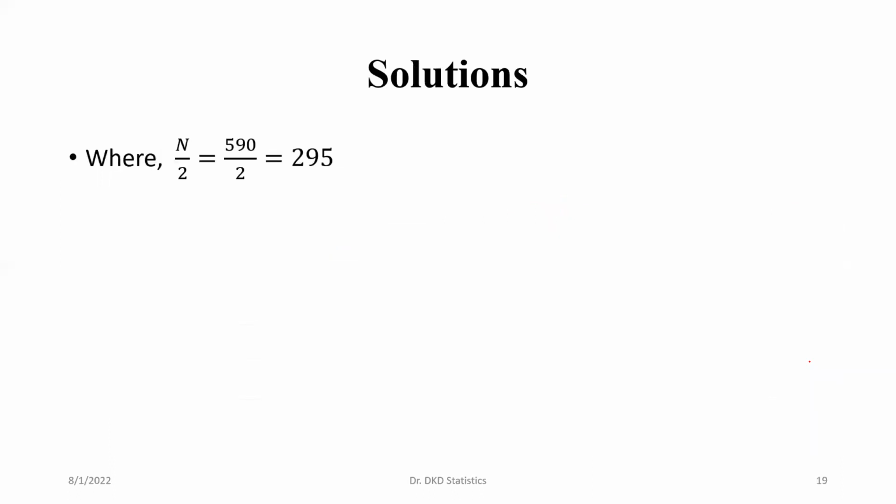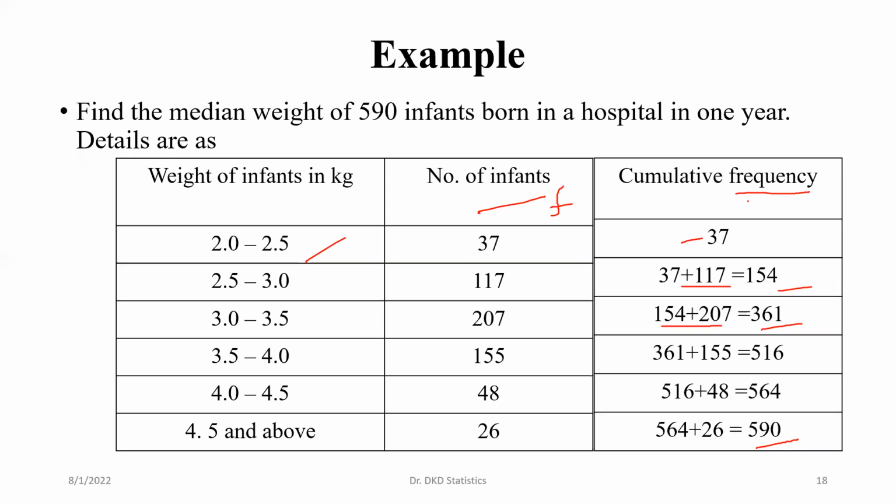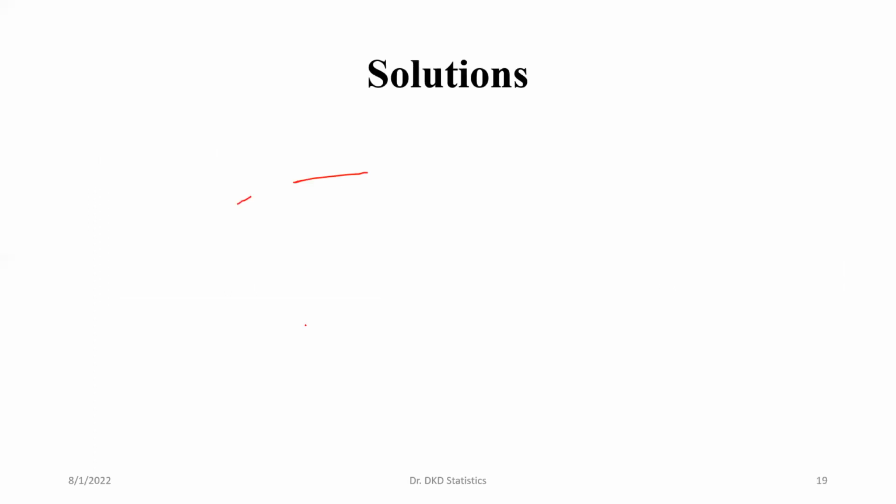In that case, the total n is 590. First of all, we divide n by 2, 590 divided by 2, which is 295. Then we have to find the median class, where 295 belongs. We go through the cumulative frequency, and 295 comes here, so this is our median class.